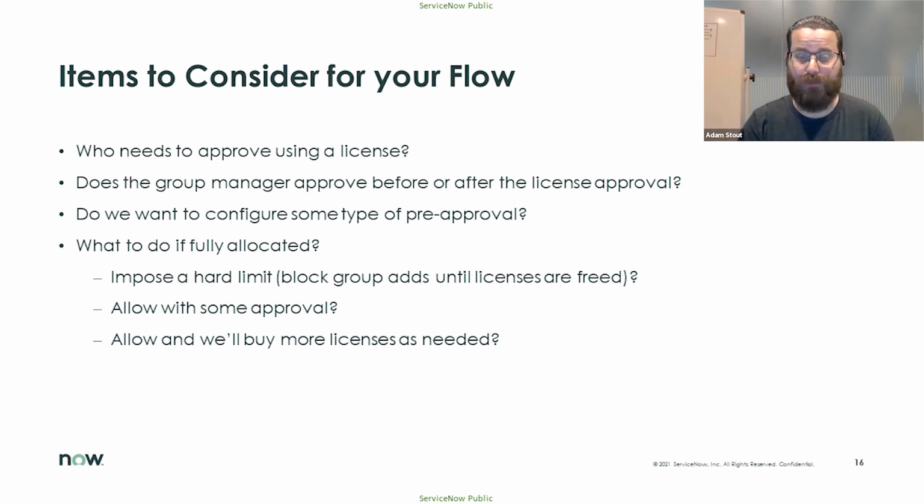And then what do I do if it's fully allocated? This is one that you do need to think about. What happens? Do I have a hard limit? Just going, no, it's just automatically denied. Do I need some approval? Do I want to allow it, but then just buy more licenses? What do I want to do? Do I want to kick off any other part of the workflow? Really important things to consider building it out. And we're going to walk through a couple of use cases where we're going to do what this workflow does, where I am taking a bunch of these things into account.